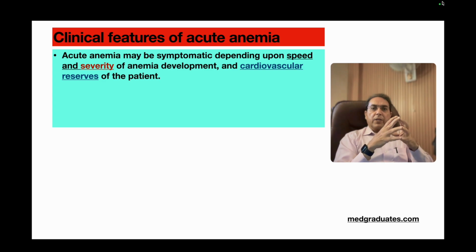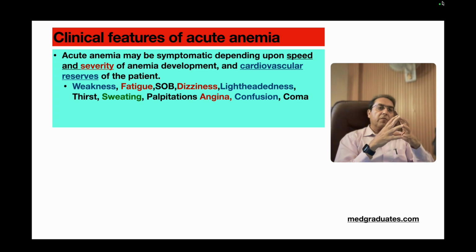Acute anemia becomes symptomatic depending upon the speed of development of anemia, the severity of the anemia, that is how much the hemoglobin has dropped, and the cardiovascular reserve of the individual. When anemia develops, the patient may develop weakness, fatigue, shortness of breath, dizziness, lightheadedness, thirst, sweating, palpitations, angina, even sometimes with normal coronary arteries, confusion, and coma.